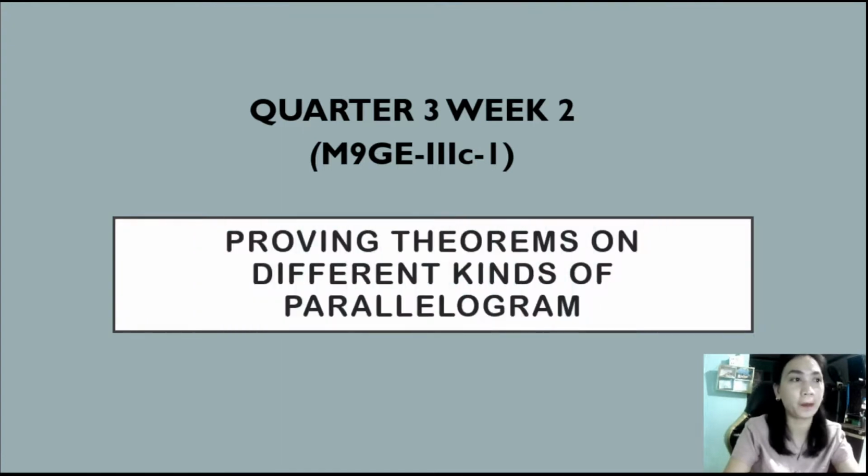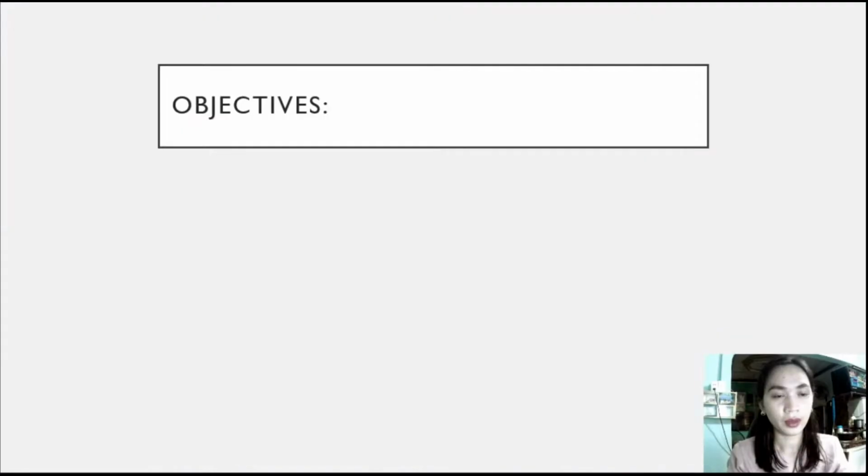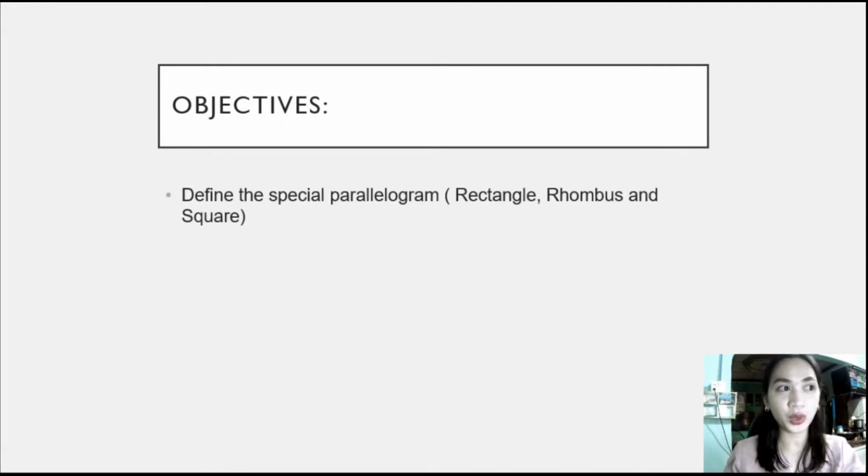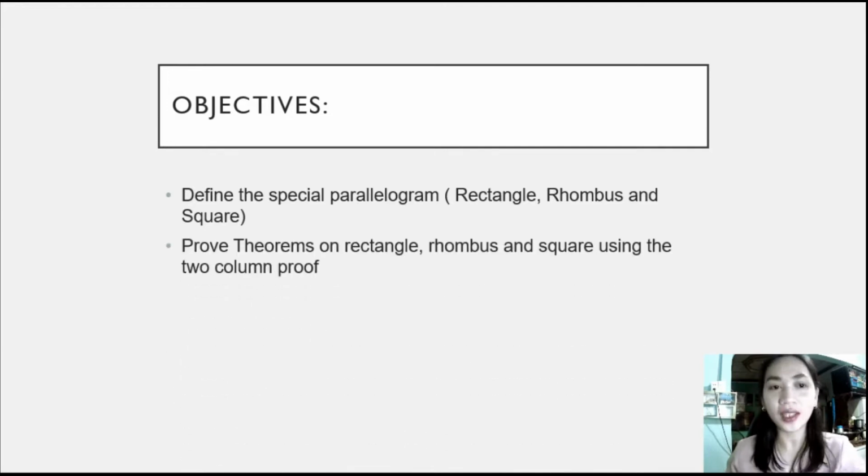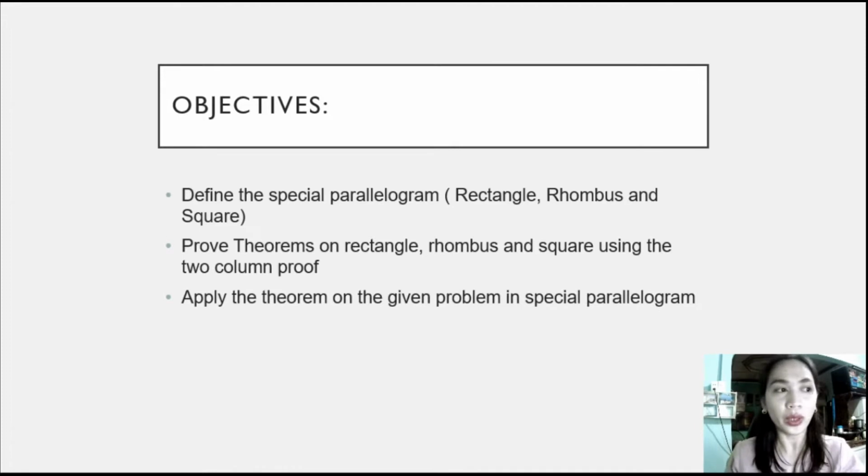M9GE-3IC-1. Proving theorems on different kinds of parallelogram. For the objective of this lesson, we have to define the special parallelograms: rectangle, square, and rhombus. Second, we're going to prove the theorems on rectangle, rhombus, and square using the two-column proof. And lastly, we're going to apply the theorems on the given problems in special parallelograms.